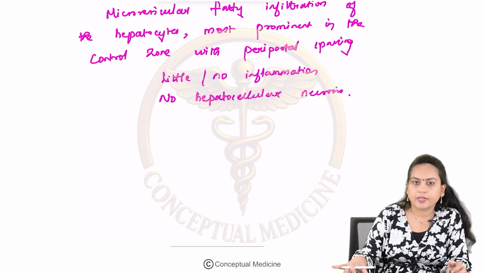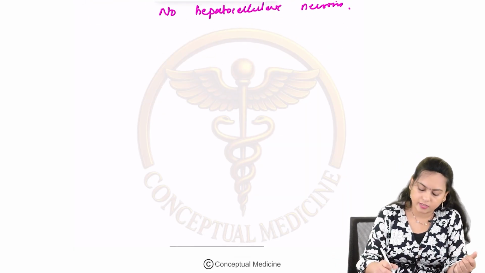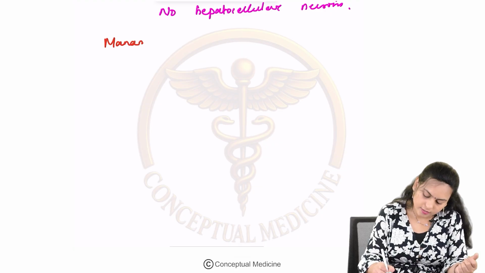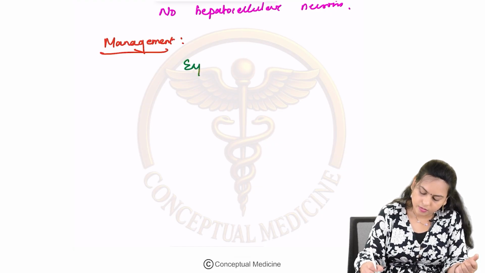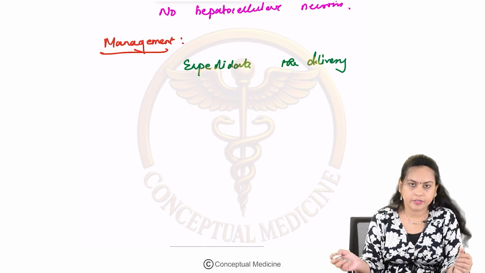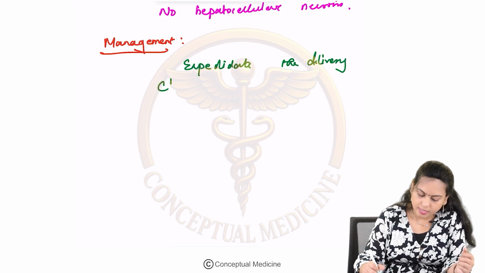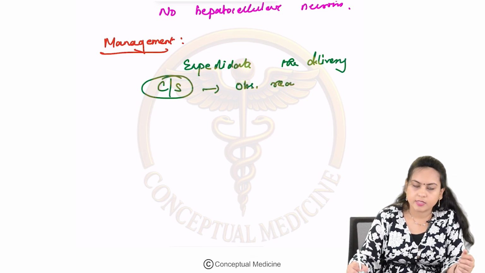So, how are we going to manage this condition? Again, we are going to expedite the delivery. Usually you have to expedite the delivery. That will improve the prognosis in both the mother and the fetus. Caesarean section, as usual, is indicated only for obstetric reasons.